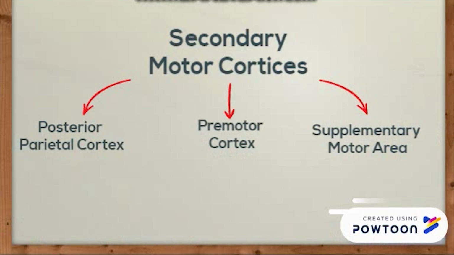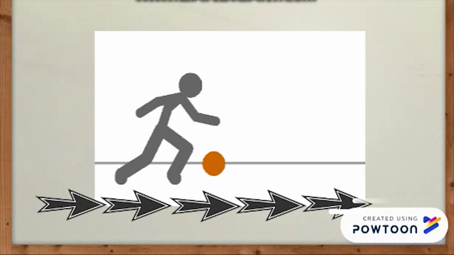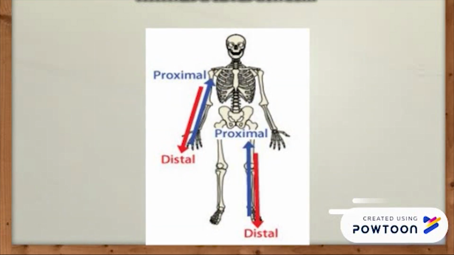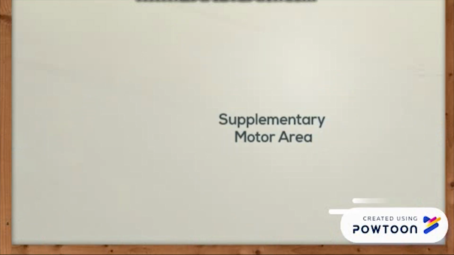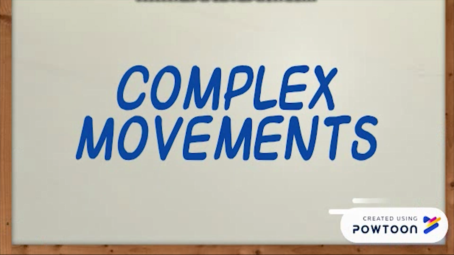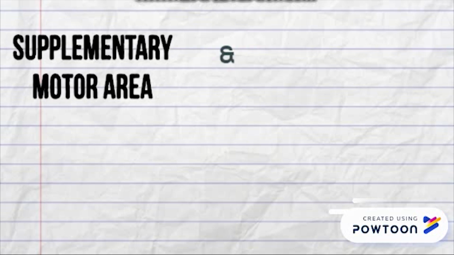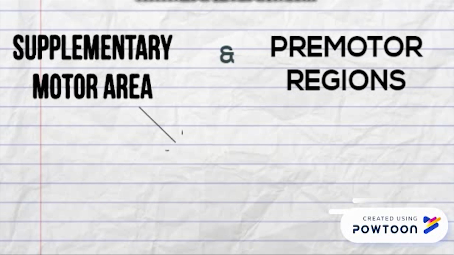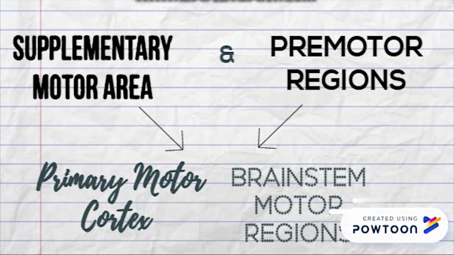Premotor cortex. It is involved in the sensory guidance of movement and controls the more proximal muscles and trunk muscles of the body. Supplementary motor area. It is involved in the planning of complex movements and in coordinating two-handed movements. The supplementary motor area and the premotor regions both send information to the primary motor cortex as well as to the brainstem motor region.